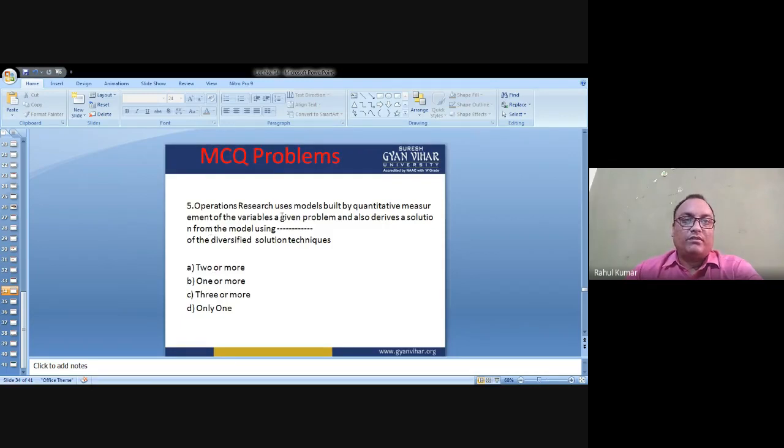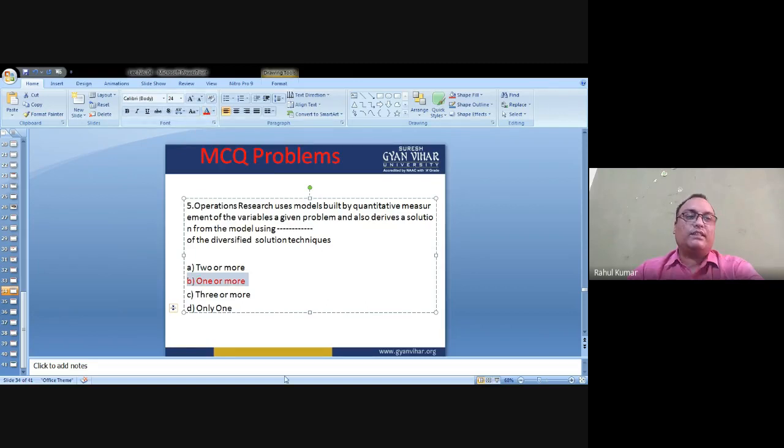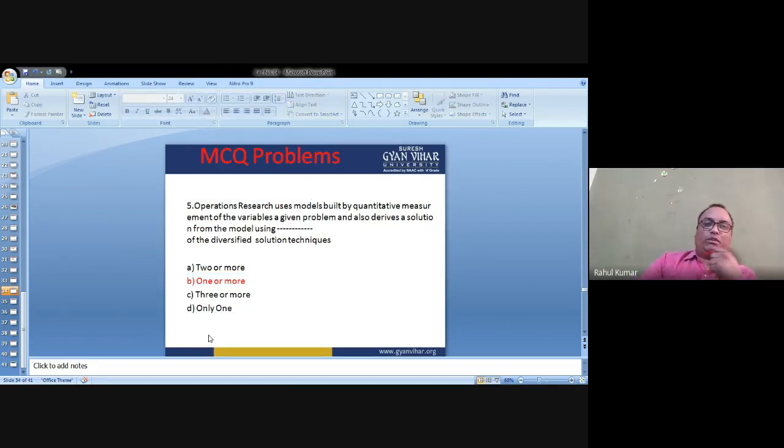Operation research uses models built by quantitative measurement of the variables of a given problem, and also derives a solution from the model using diversified solution techniques. The options are two or more, one or more, three or more, or only one. What will be the right answer for this question? This is D. One or more approaches.